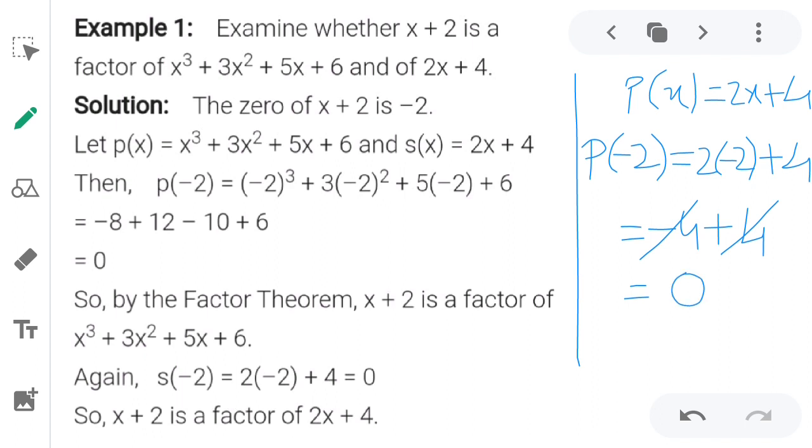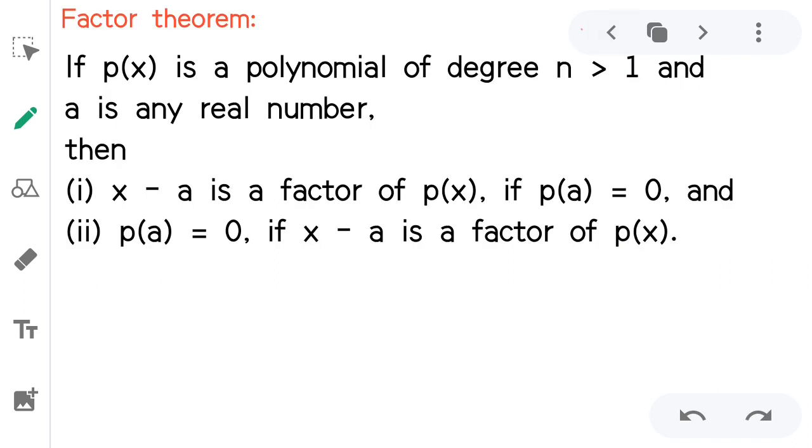So what we can say is, therefore, x plus 2 is also a factor of 2x plus 4, because when we replace minus 2 in place of x, the result obtained is 0. Okay, this is according to the definition. This is the first statement: if p of a equal to 0, then x minus a is a factor of p of x.